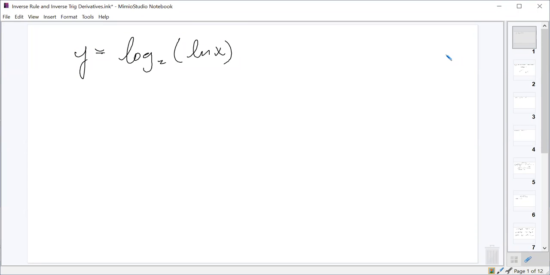So to take the derivative of log base 2 of natural log of x, this is y equals log base 2 of u, with u equal to natural log of x. So it's chain rule, which makes sense if it was on the chain rule homework assignment. To take the derivative of y with respect to u, dy du, that's the derivative of log base 2.